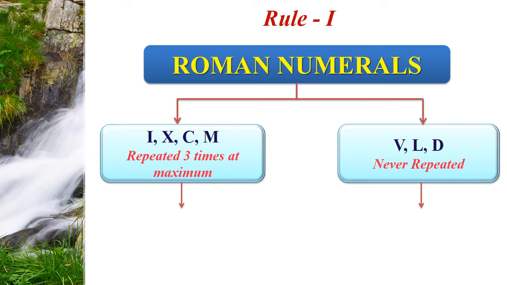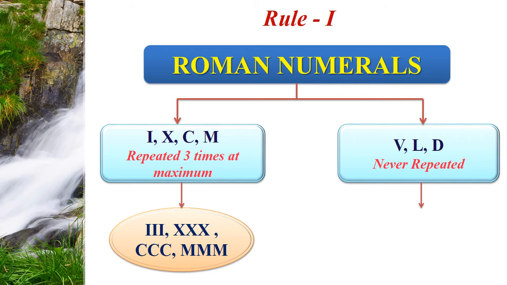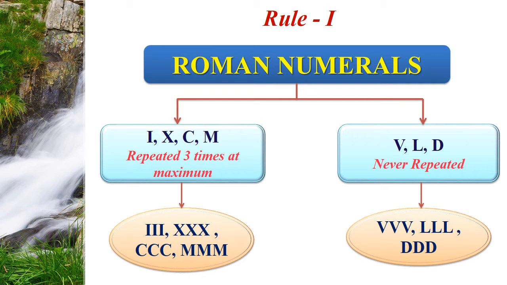Okay, children, can you write III, XXX, CCC, MMM? Yes, it is possible. Next, can you write VVV, LLL, DDD? No, it is not possible because the symbols of value 5, 50, 500 are never repeated.